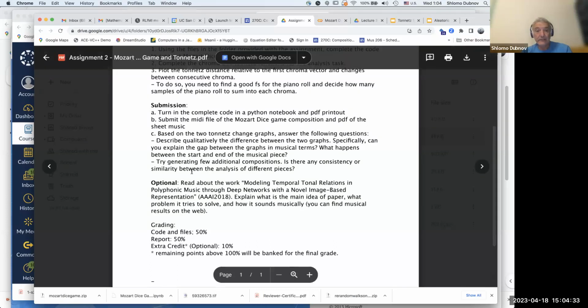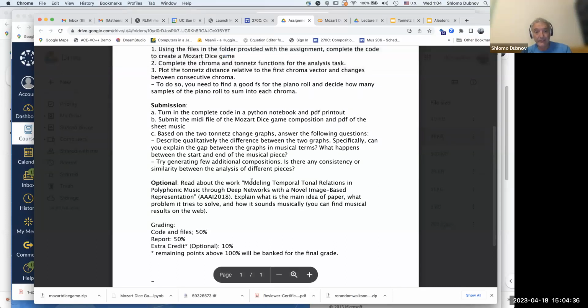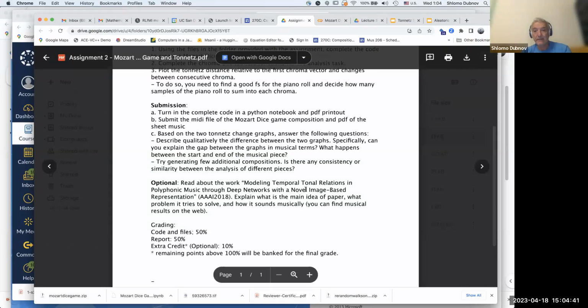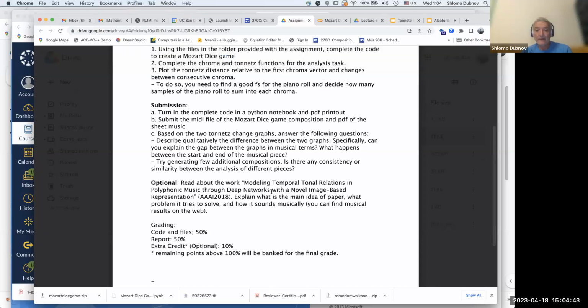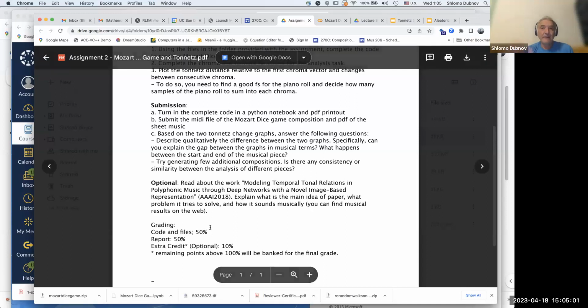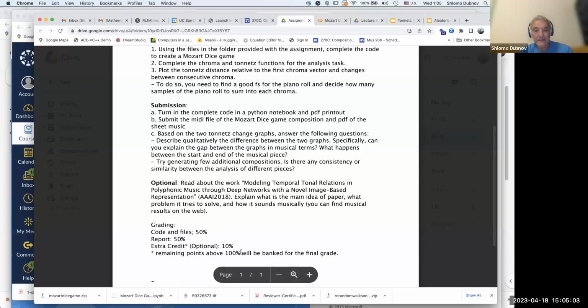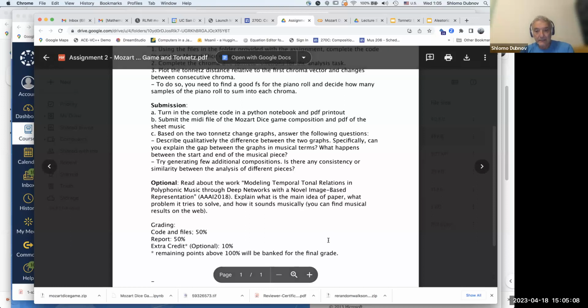That's it. Now there is this optional extra credit. There was a paper that uses the chroma with deep neural networks. We didn't cover that, but if somebody wants to browse through that paper and explain the main idea, you can also find some musical examples of this paper. If you want to do this reading, that's outside of the 100% that you get, but I think that's a possibility to keep aggregating a bit of extra points. So that's as far as the assignment goes.